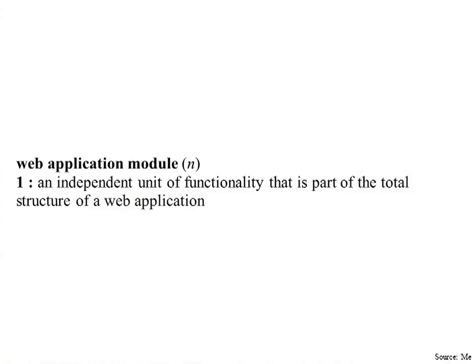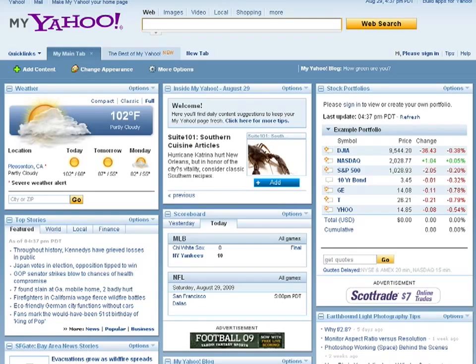And so what can we learn about that for web applications? Well, I'll give you this definition of a web application module. An independent unit of functionality that's part of the total structure of a web application. Blah, what does that mean? Okay, well, if you look at a page like My Yahoo, how many people have a My Yahoo page, just out of curiosity? Oh, there are a few of you out there. Excellent. So this concept is probably pretty familiar to you.